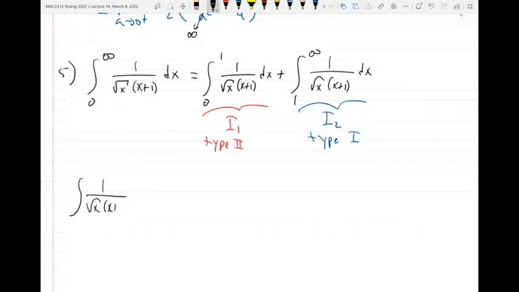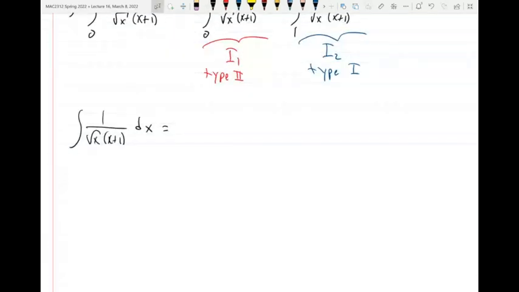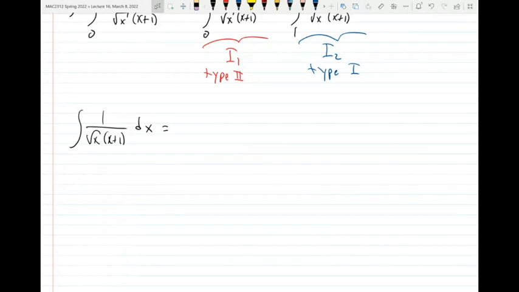Because we will need it for both of them anyways. And this is also a nice little integral, so it's good too. That's why I put it there. So how do we solve this? How do we find this antiderivative? Any ideas? We put square root of x as u. Okay, good.